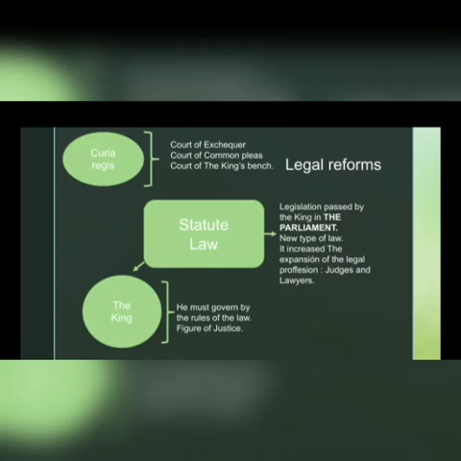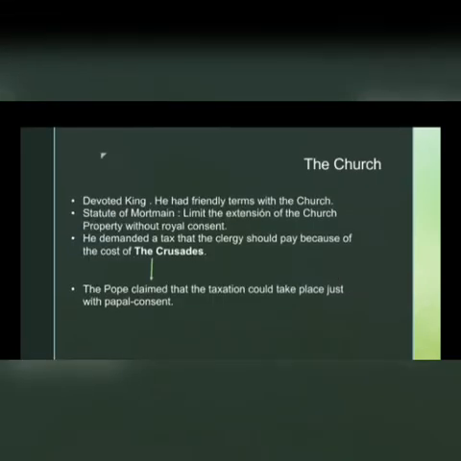So we can say that by the statute law, the king was the figure of justice. He governed, but he did it under the law. He respected the rules of the law. As regards the church, during Edward's reign, the Church of Rome had a friendly relationship with the English crown. There were friendly terms between them.